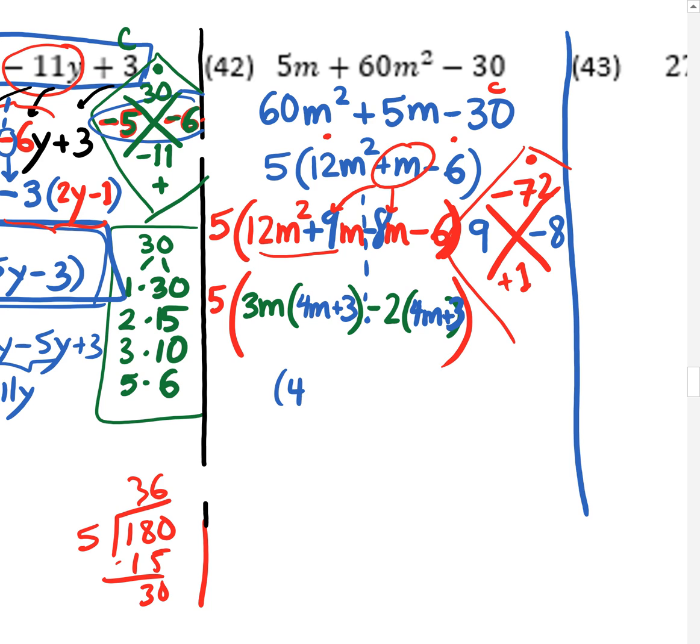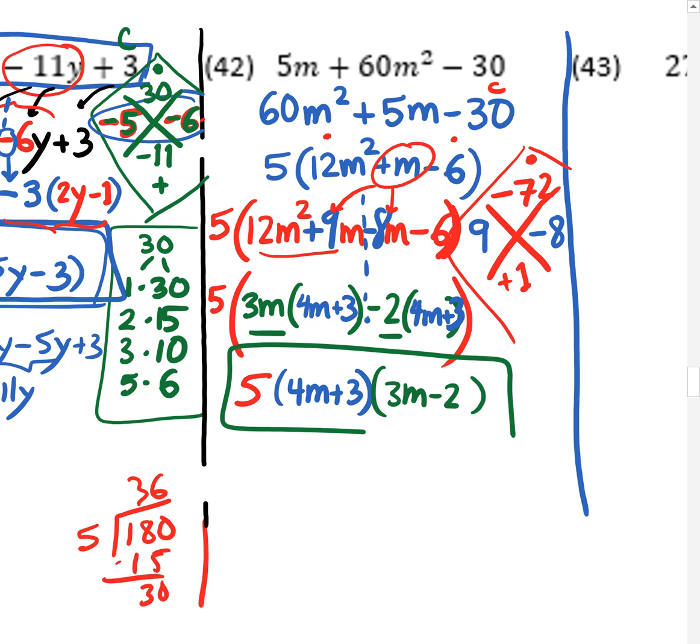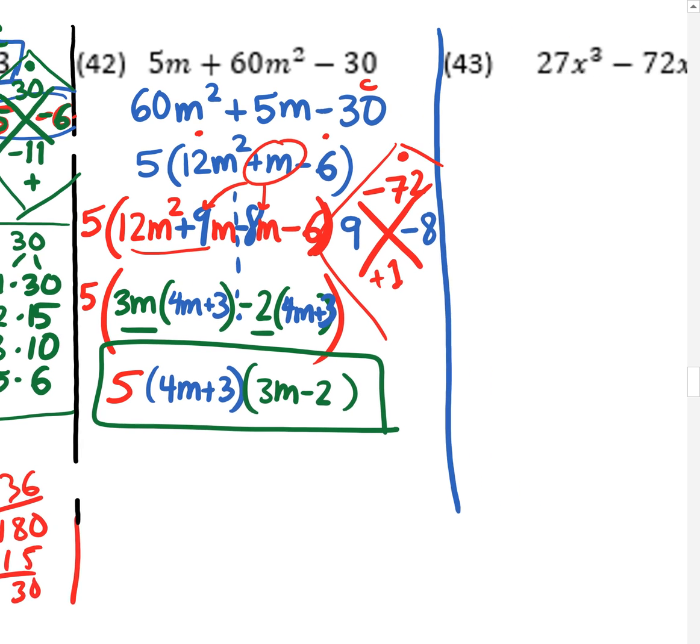Alright, it looks good. The 4m plus 3 is the same on both, so that must be good. Carrying the 5 outside, the 4m plus 3 is what they have in common. I just need one more parentheses for the leftovers. We got 3m minus 2. Beautiful. Alright, sorry about the mix-up at the beginning.